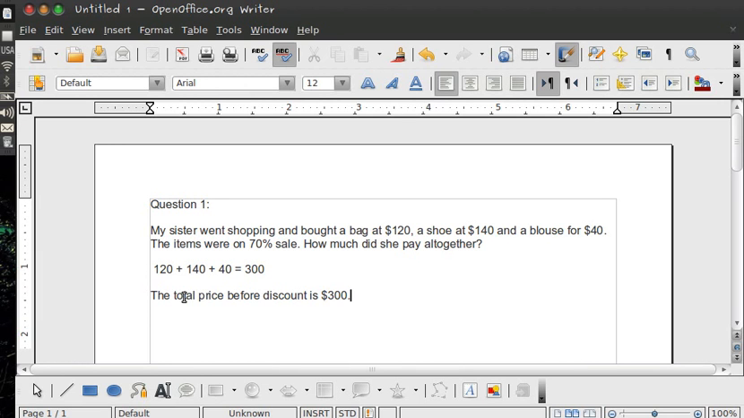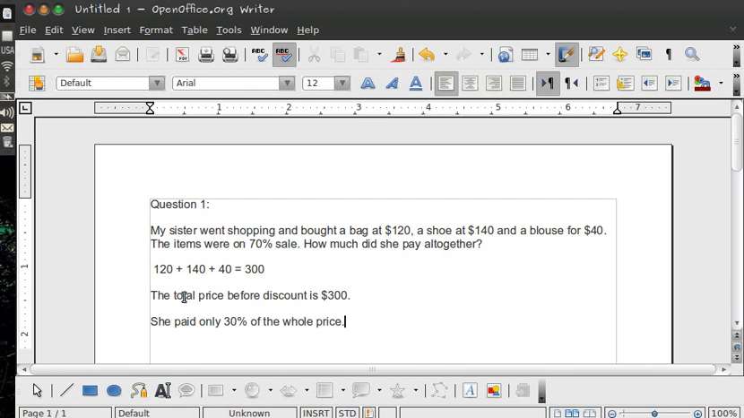But we were told that the items were on 70% sale. If you come across a word problem like this, that says an item is on 70% sale, that means the person did not need to pay this 70%. They only paid the balance of the 70%, which is 30%. So she paid only 30% of the whole price.